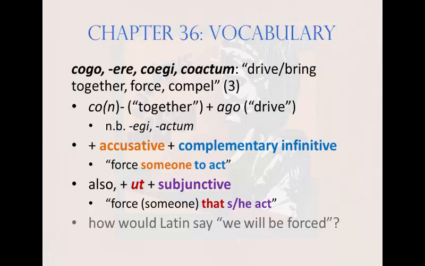How would Latin say, we will be forced? What conjugation? Third. And how was the future formed in third? With an E. So, yes, cogemur.